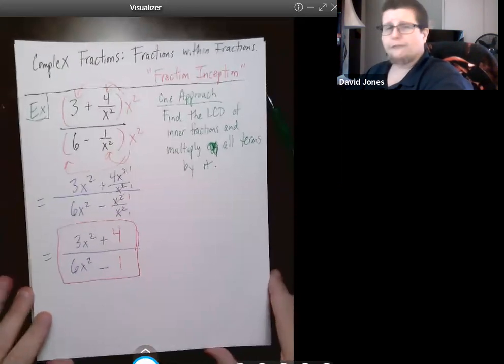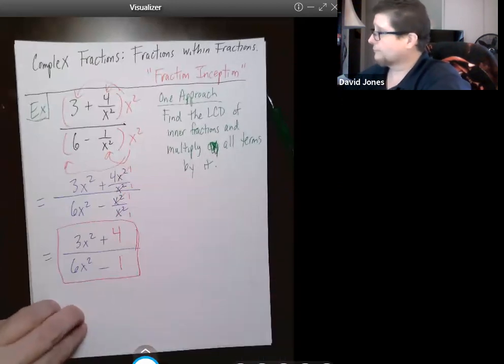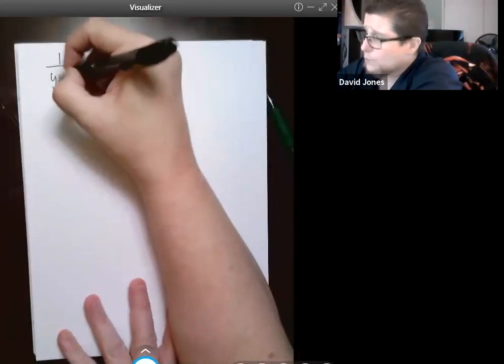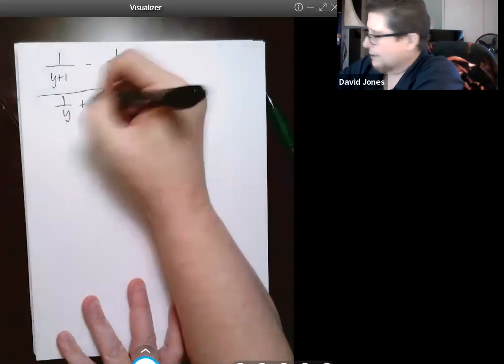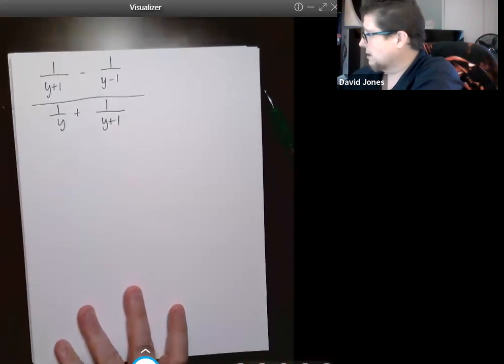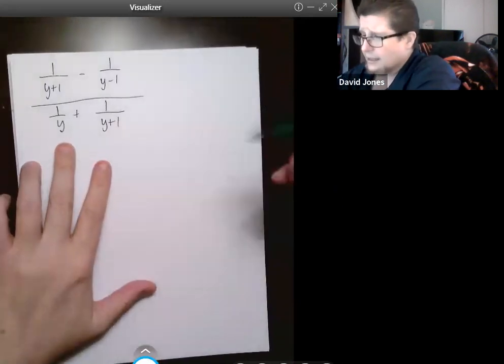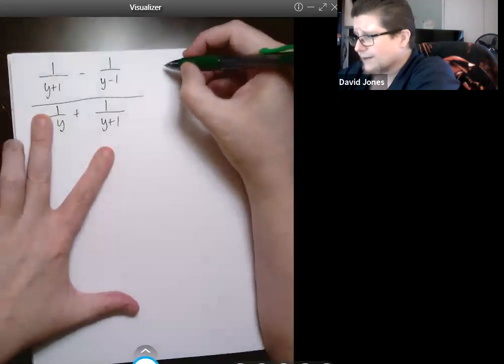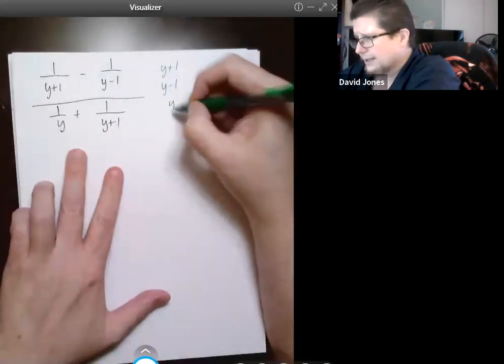And if you're ready for our final one, our final example has something similar. Let's take a look at 1 over y plus 1 minus 1 over y minus 1, all over 1 over y plus 1 over y plus 1. What's my LCD here? Let's just list the denominators. I've got y plus 1. I've got y minus 1. I've got a y, and then I've got another y plus 1.